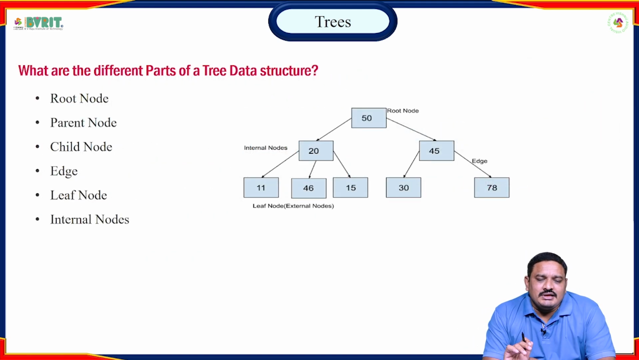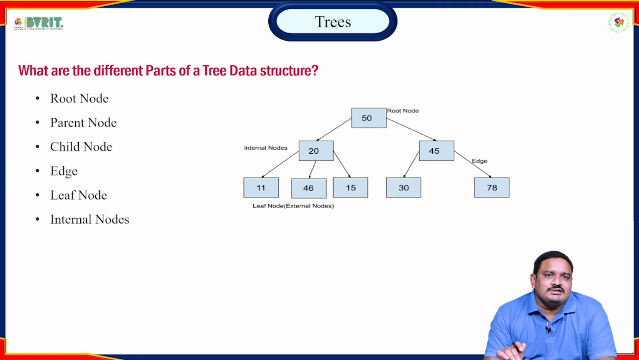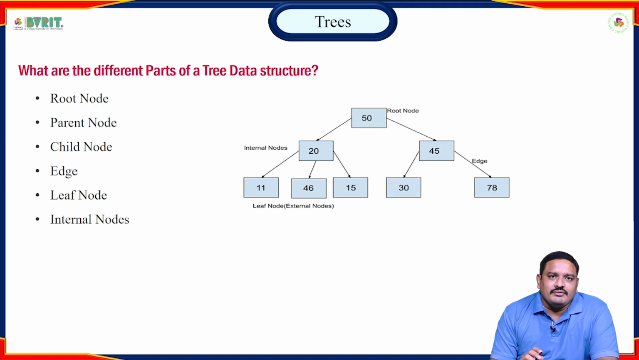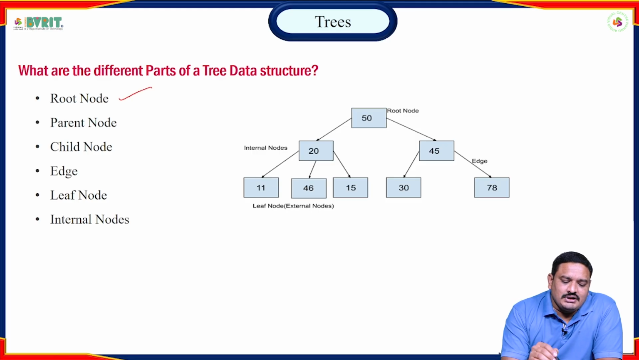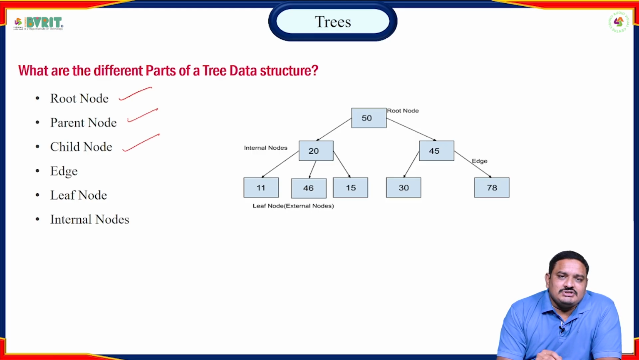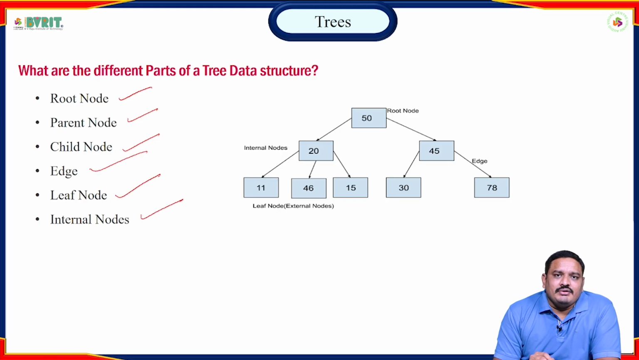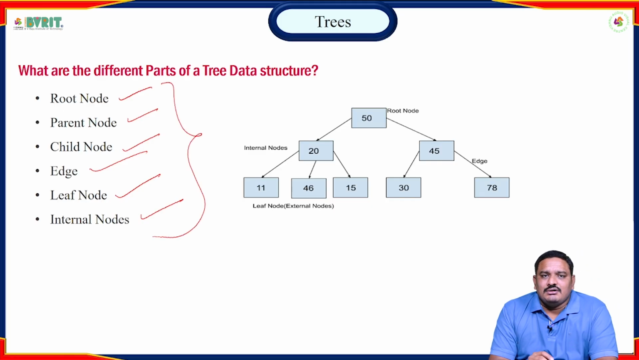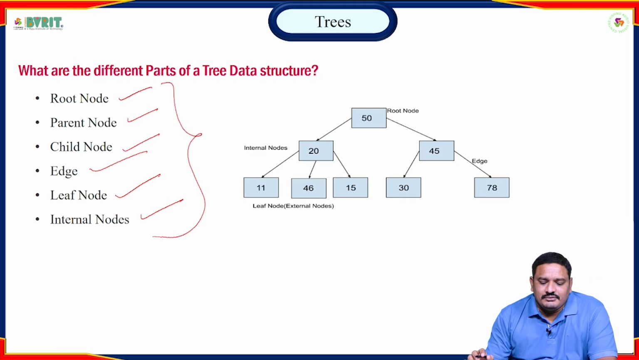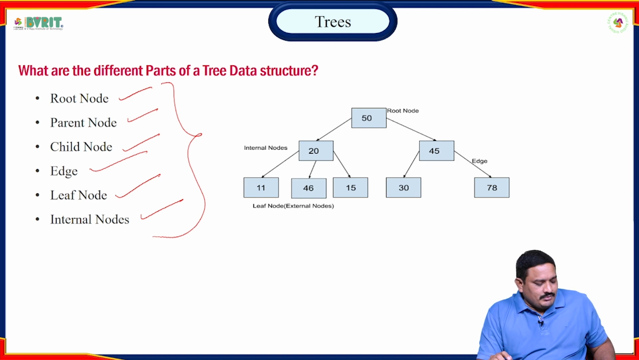Here in the trees concept, we are learning some components. What are the different components in a tree? See them one by one. First is the root node, the second is the parent node, the third is the child node, and then edge. What is the definition of an edge? Next, leaf node. What is the definition of internal nodes? First we learn all the definitions, after that we create the tree.